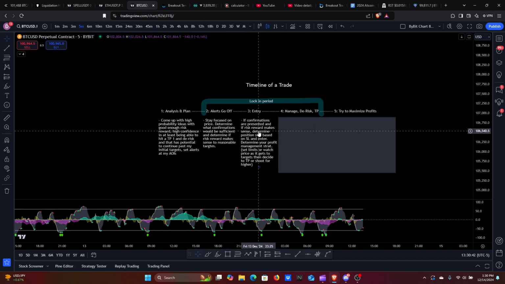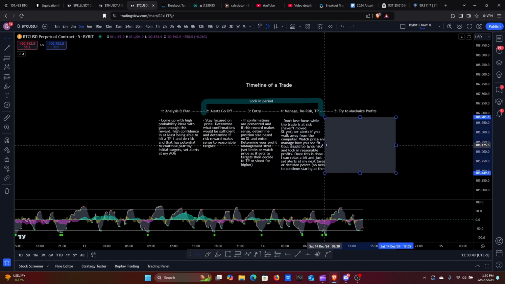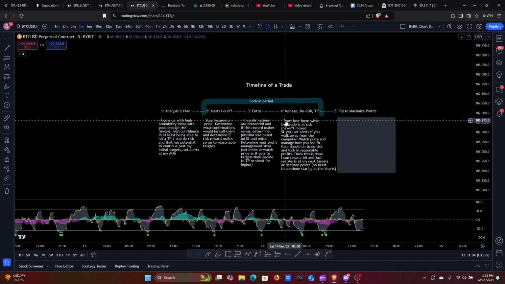So once I enter the trade, next I have to manage the trade. And my goals are to de-risk and take profits. Again, a little reminder: even though I already entered the trade, even though I put in some work to get to this point, I still cannot lose focus while the trade is at risk, meaning I haven't moved my stop loss yet, or I haven't put it to my entry. Maybe I moved it up slightly, but my trade is still at risk. Before I completely de-risk and before I hit my TP1, before I lock in good enough profits for me to consider the trade done, I still have to stay locked in.